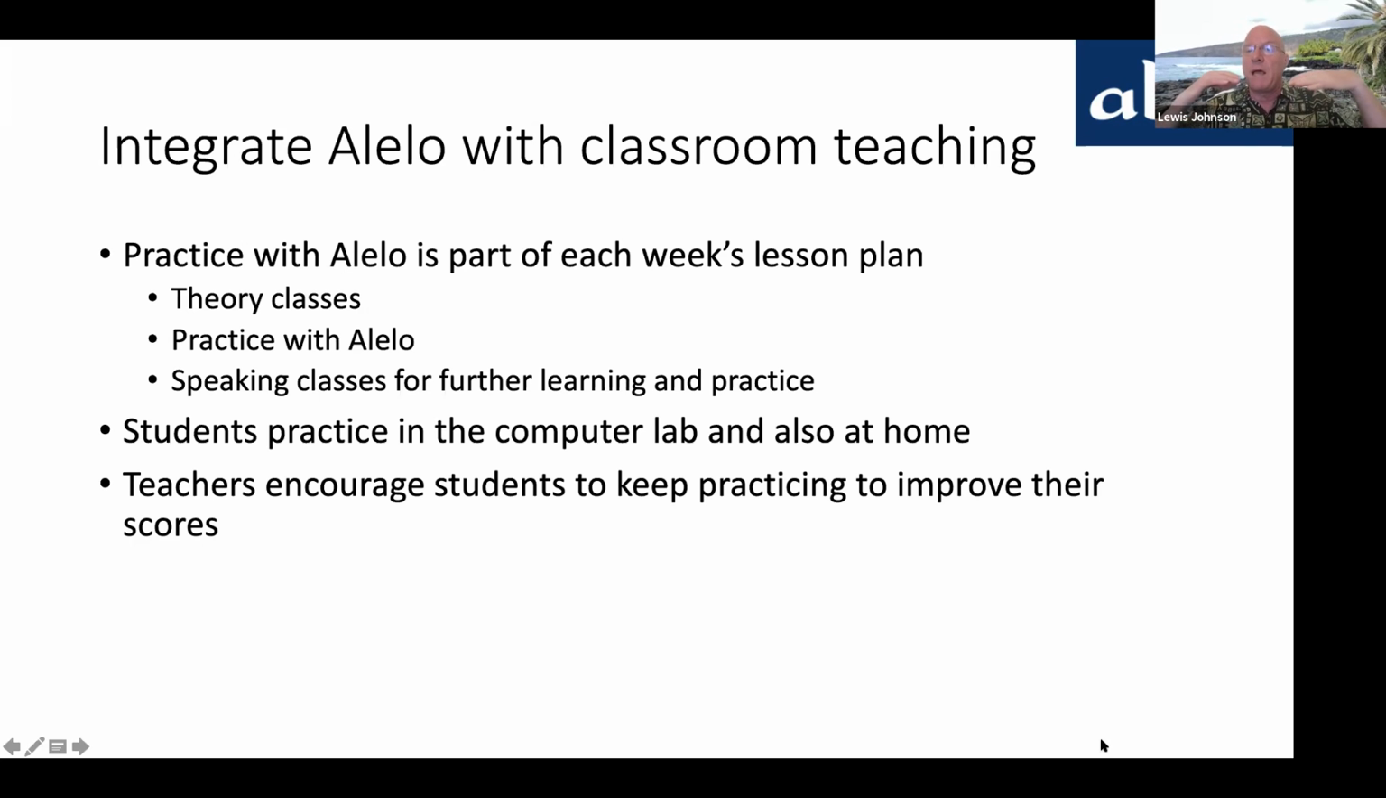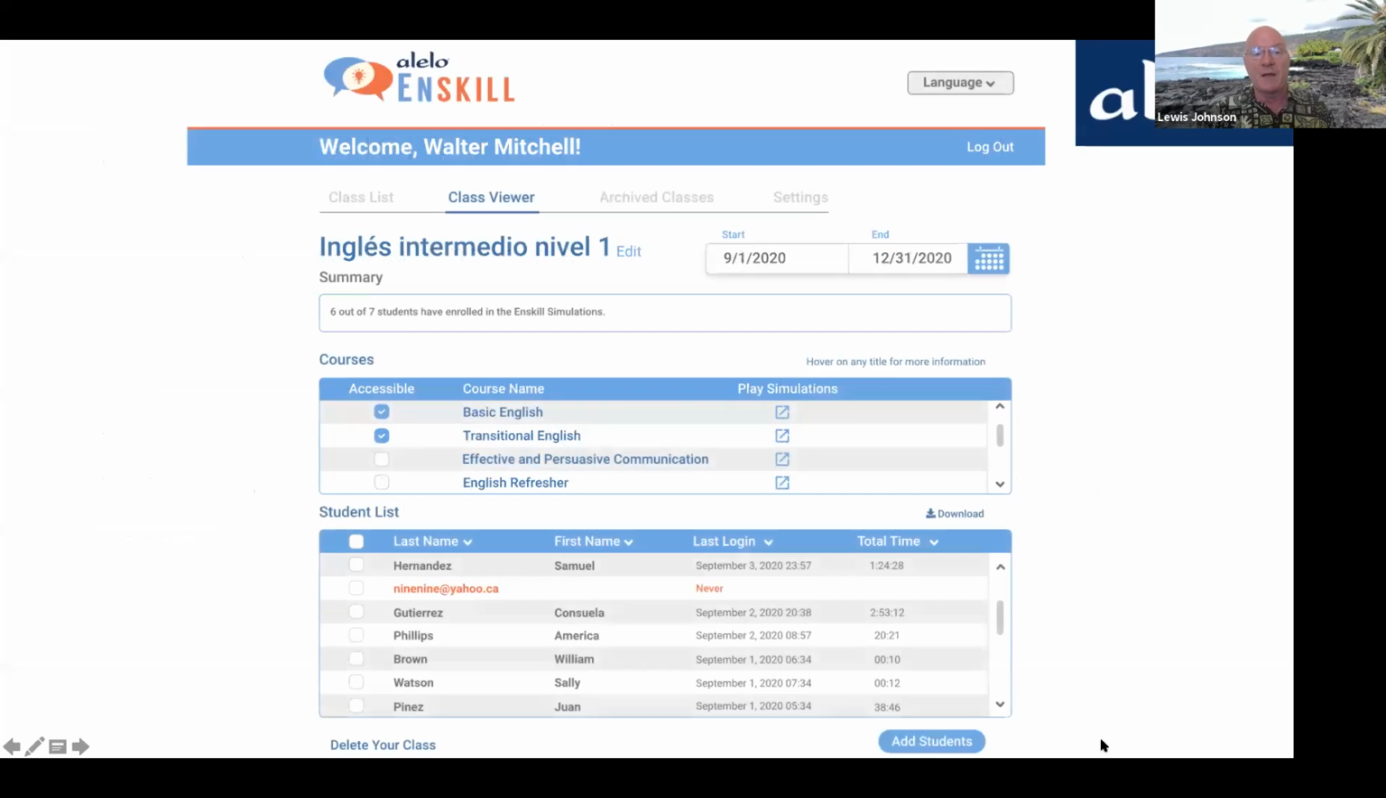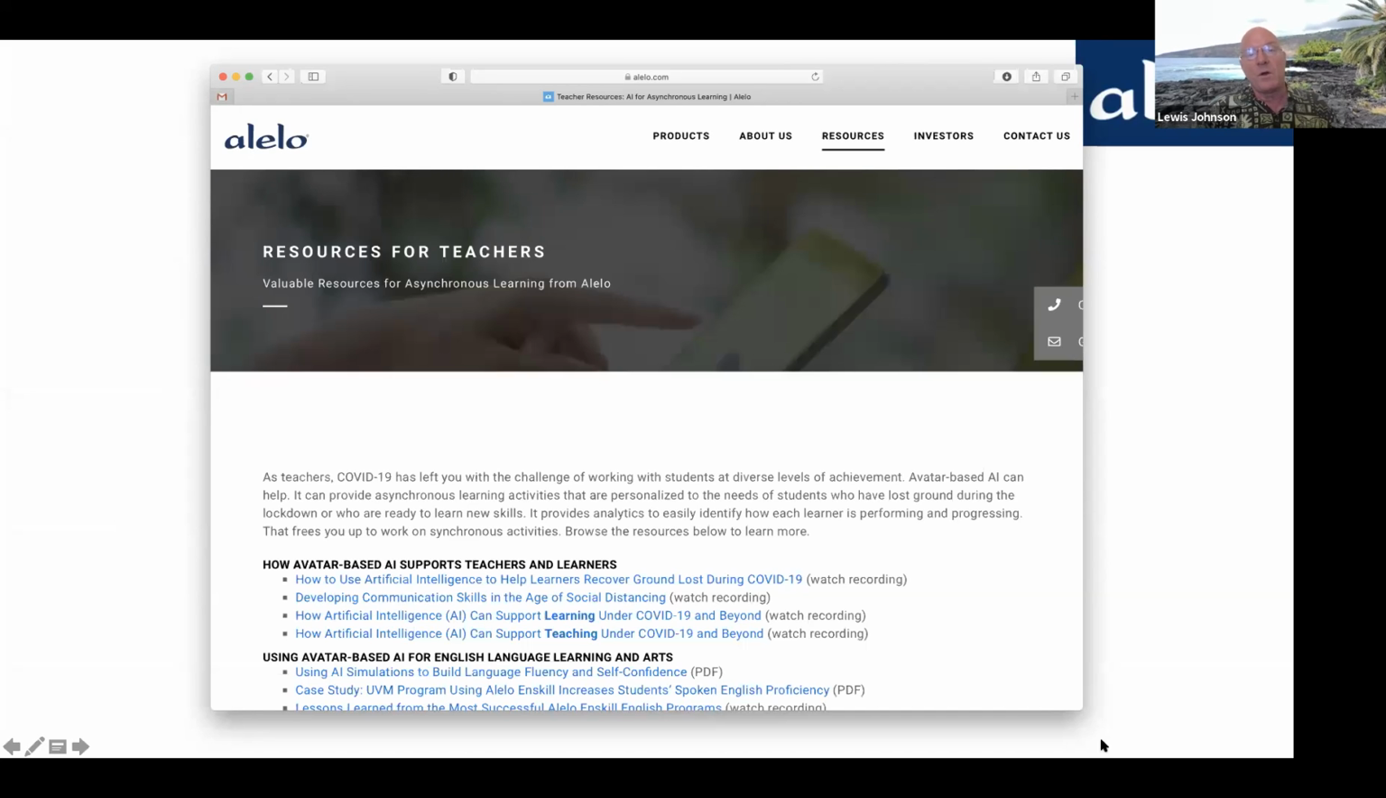They're all at a higher level of competency, and so they're able to take better advantage of the classroom time. And students could practice either in a computer lab or at home. Of course, during the pandemic, a lot was happening at home. So this was a key to success. So you go to our website, alelo.com/teacher, and you get access to all the resources that we provide to teachers.